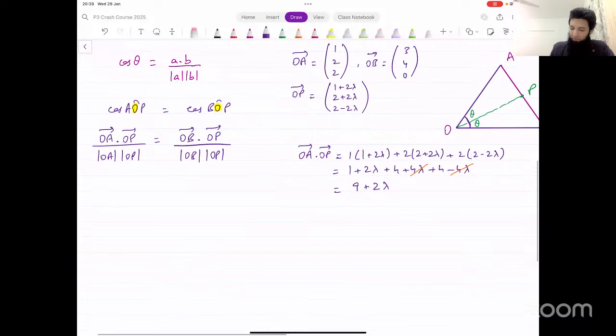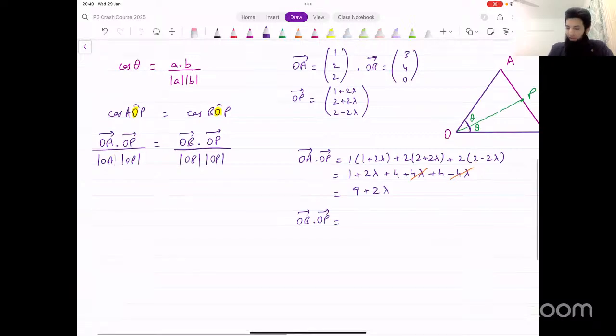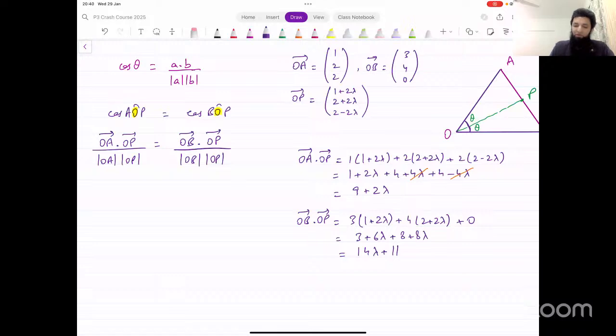Then the second thing we have to do is OB dot OP. Yes, Ibrahim, that's a good point. We'll do that. Let's get to that first. OB and OP. Let's find this dot product. That will be 3 times 1 plus 2 lambda plus 4 times 2 plus 2 lambda and plus 0 because the z component is 0 there. Let's simplify this now. This gives us 3 plus 6 lambda plus 8 plus 8 lambda, and that simplifies to 14 lambda plus 11.